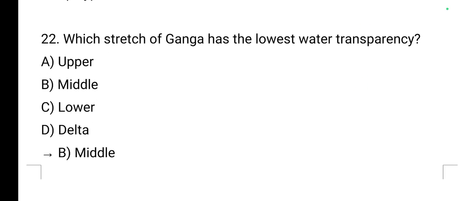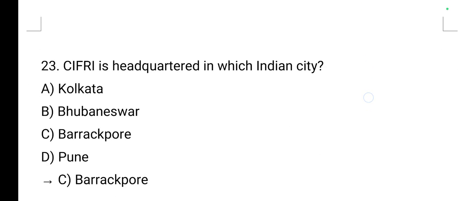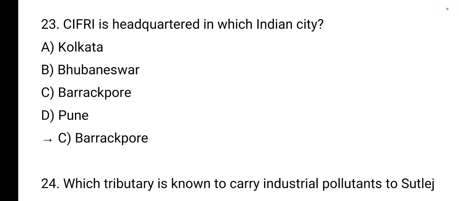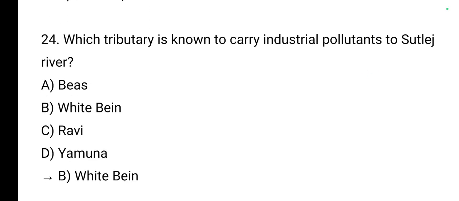Which stretch of Ganga has the lowest water transparency? So the answer will be middle. CIFRI is headquartered in which Indian city? So it is Barrackpore in West Bengal. Which tributary is known to carry industrial pollutant to Sutlej river? So it is Black Bein.